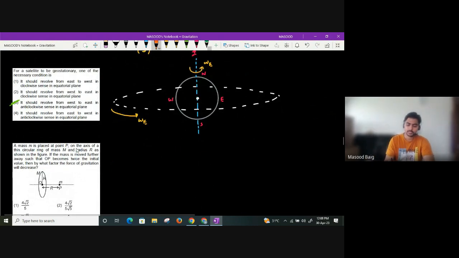Next question. A small mass m is placed at a point on the axis of a thin circular ring of mass M and radius r. If the mass is moved further away such that OP becomes twice the initial value, what is going to happen to the force of gravitation? By what factor will the gravitational force decrease? So what will be the initial field? If I take only the magnitude, it is G M m into x.